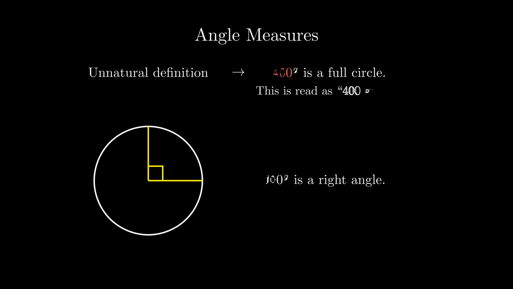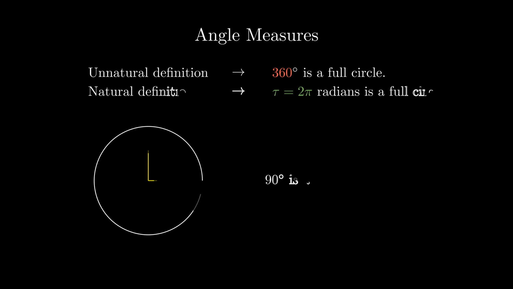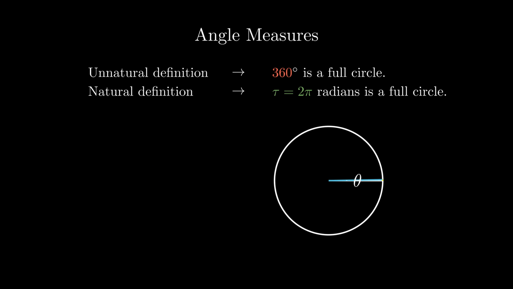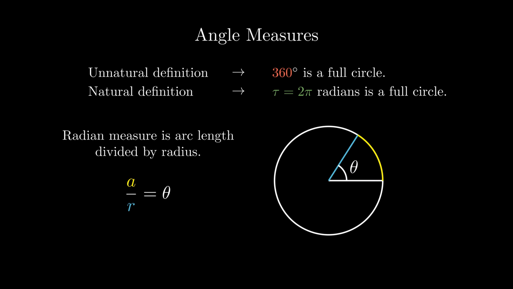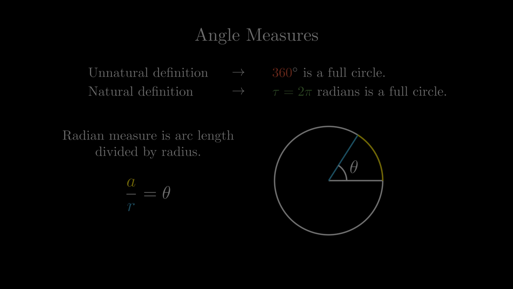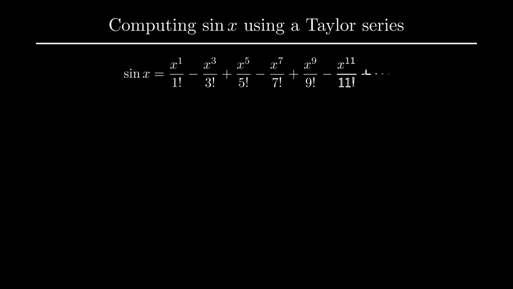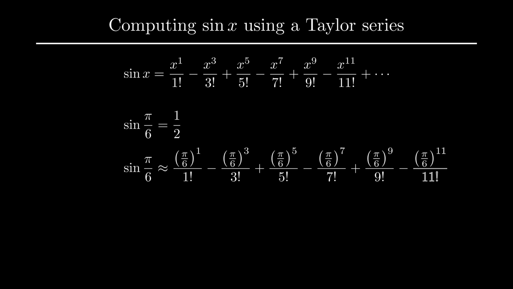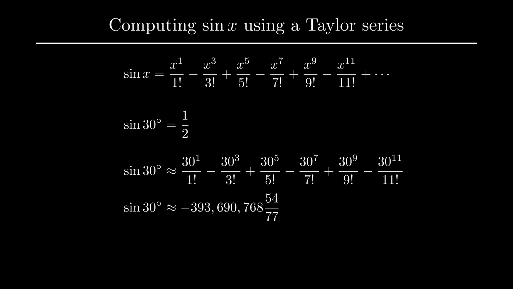The natural way to measure angles is in units called radians. The angle measure in radians is defined as the length of the arc divided by the length of the radius. Not only does this definition not involve any arbitrarily chosen values, when we use angle measures in all sorts of formulas, using any other unit gives us erroneous results. For instance, to compute sine of an angle, we can use this infinite polynomial, known as its Taylor series. If we plug in the radian measure, we get the expected answer. If we plug in the degree measure, the answer is totally wrong.